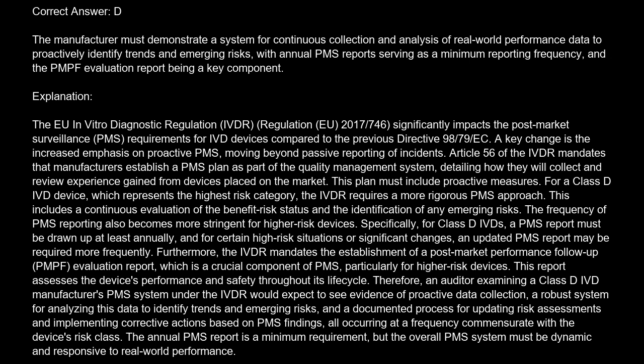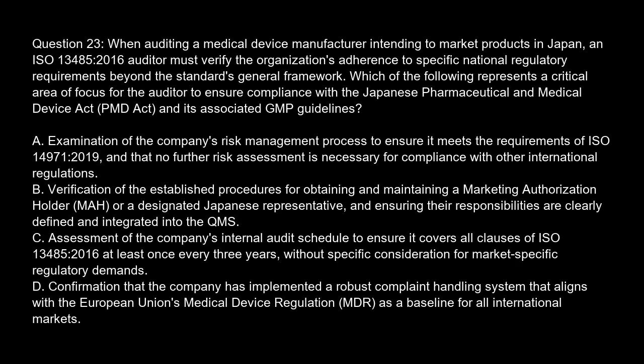Therefore, an auditor examining a Class D IVD manufacturer's PMS system under the IVDR would expect to see evidence of proactive data collection, a robust system for analyzing this data to identify trends and emerging risks, and a documented process for updating risk assessments and implementing corrective actions based on PMS findings, all occurring at a frequency commensurate with the device's risk class. The annual PMS report is a minimum requirement, but the overall PMS system must be dynamic and responsive to real-world performance.